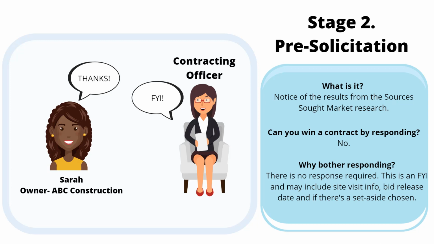But say if those woman-owned small businesses didn't respond in that sources sought stage, they may say, okay, well, we're just going to open this up to a total small business set aside. Anybody who's a small business can respond to this. Or if there's just not enough small businesses responding, they may do a full and open competition, which means anybody can compete on this, up to Microsoft or Boeing, these massively large companies. They'll even be able to bid on it, and then you're not going to be able to compete with them.